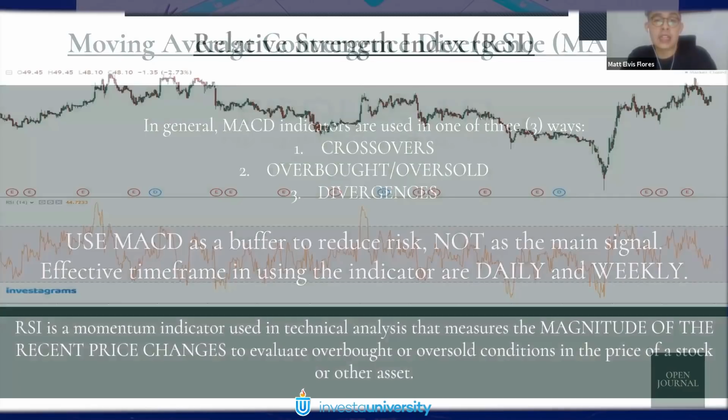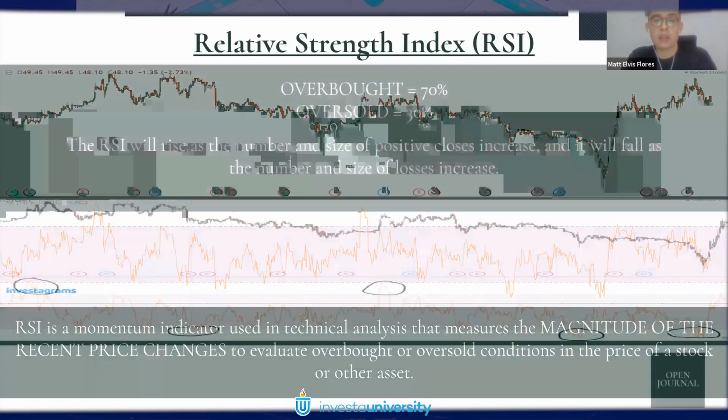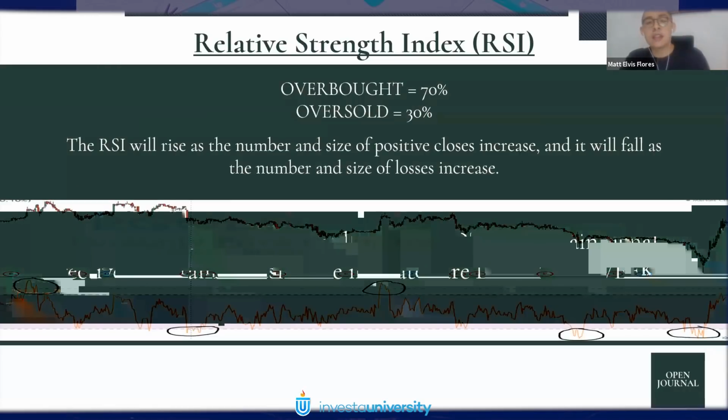Next naman is the relative strength index. Very important to note that your relative strength index, we measure it for the magnitude of the recent price changes, di ba? To identify the overbought or oversold condition. Meaning, during the overbought condition, relative strength index or your RSI starting to move at 70 to 100% level, while oversold is equivalent to 30% level or below.